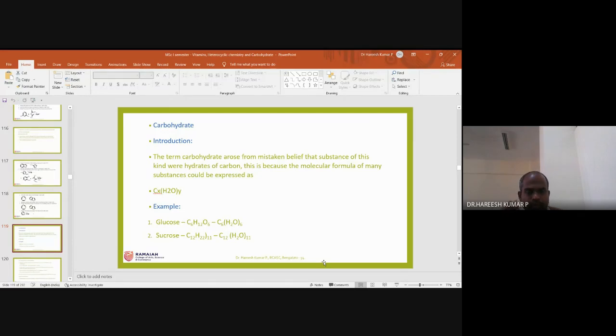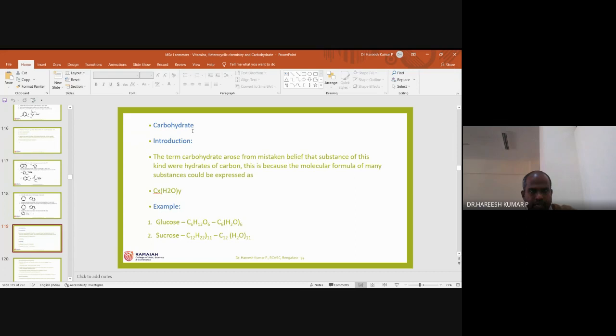Maybe those who have not submitted the assignment, submit as quickly as possible. Right. And I will start one more chapter, but the unit is the same. Heterocyclic and carbohydrate, the unit is the same, but there are two chapters. One is heterocyclic, another one is carbohydrate.